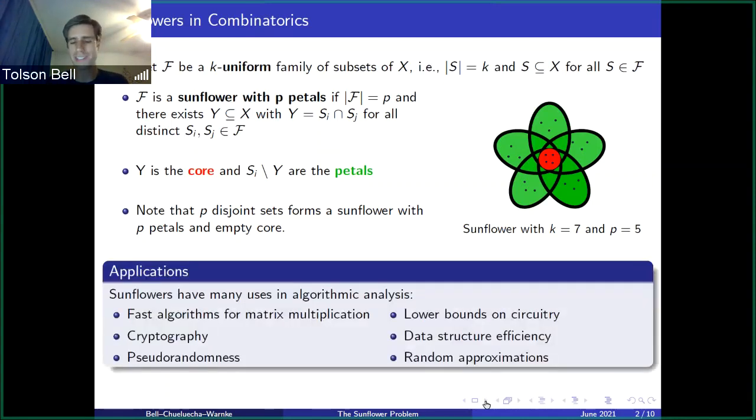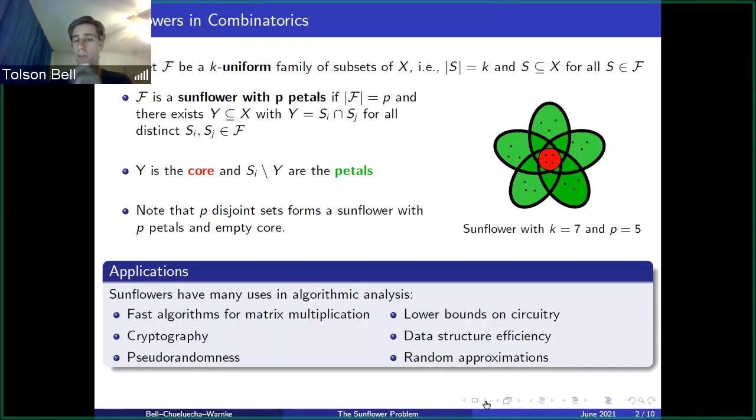So this is a conference on algorithmic analysis, and here are ways this is useful to algorithmic analysis. For each one of these bullet points, there's been a paper written connecting the sunflower problem to it. So these are not just theoretical possible applications, these are actual applications people have found. For instance, fast matrix multiplication, that's multiplying matrices in O of n squared time, right? That's one of the outstanding questions in theoretical computer science, and there have been papers relating the sunflower problem to that.